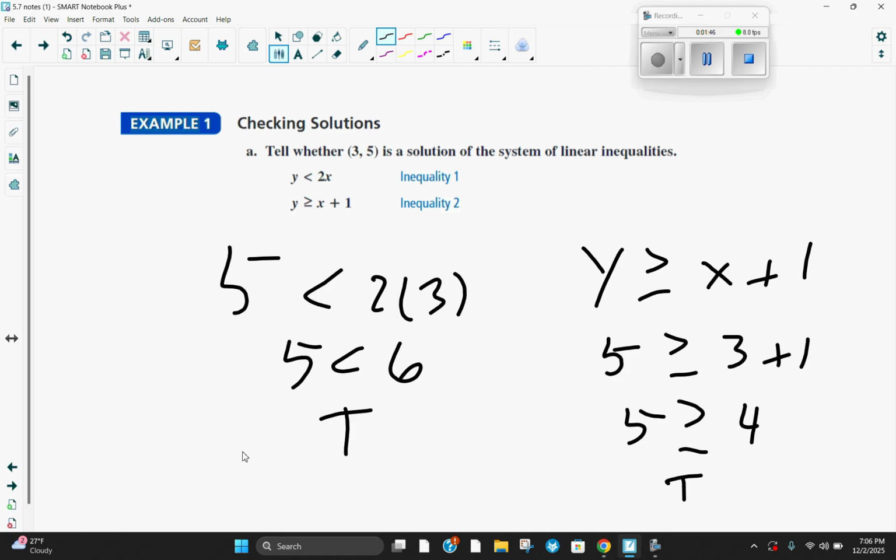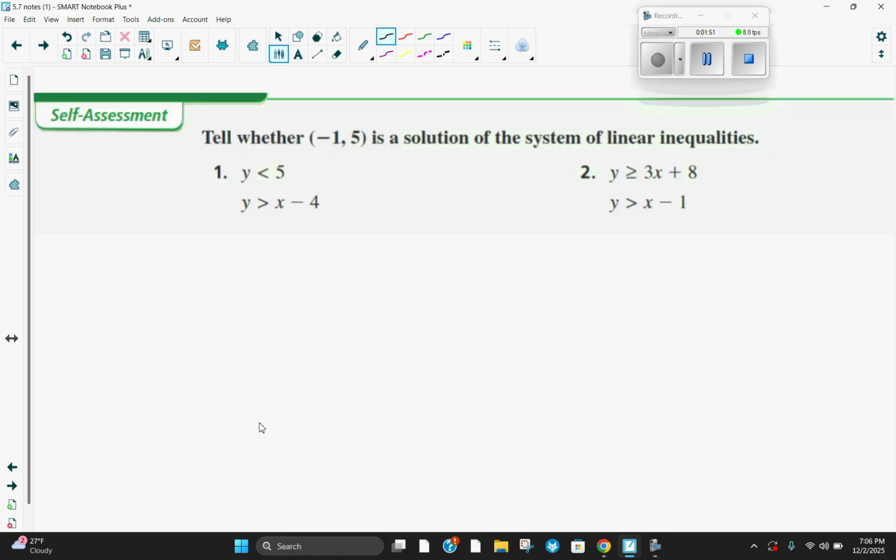Okay, so that's really all we're doing, kind of similar to what we did with equalities. So let's look at these two, and just do them quick. The first one is y less than 5. Right off the bat, 5 is not less than 5. So 1 is not a solution, just by the very first one. Sometimes you don't have to go too far. So that first inequality is false because 5 is not less than 5.